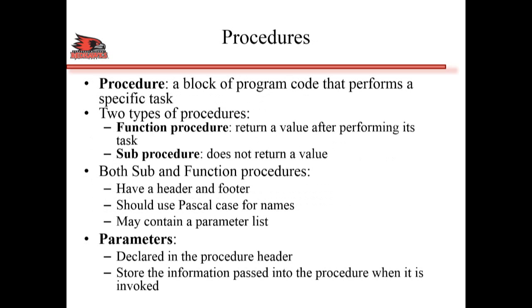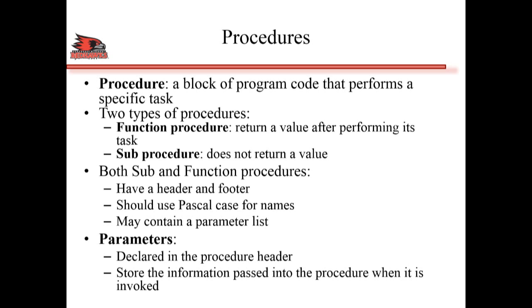So procedures. We have done a lot of coding with procedures, and those are basically blocks of program code that perform a specific task, and that we define what it does. Now there are two types of procedure: the function procedure and the sub procedure. We have been doing sub procedures all the time in our programs. The difference between these two is that the function procedure returns some value, like a string or a number, while the sub procedure does not. In general, it does not return any value.